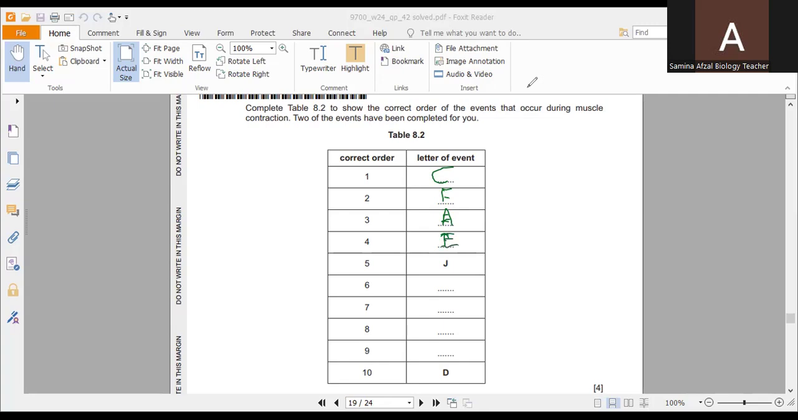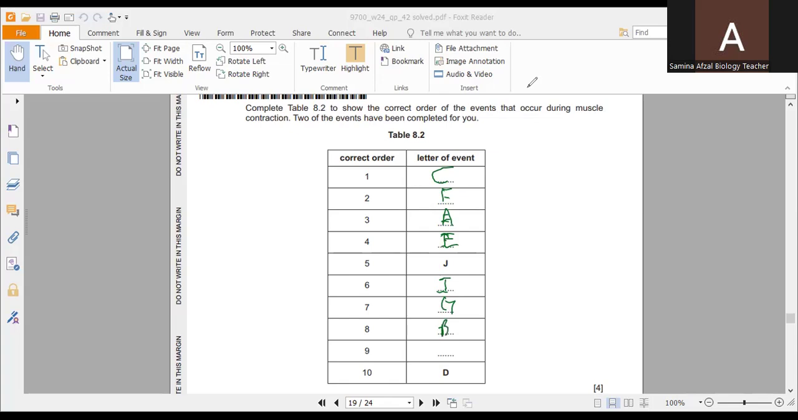Already they have given us J, and J is the troponin changes its shape when calcium ions bind to the troponin. And then after J, there is the sequence I, when the binding sites are uncovered on the actin. So this is I, and then the binding sites on the actin will be exposed, so this allows myosin to bind. After this, the myosin heads bind to actin, so cross bridge formation will take place over here.